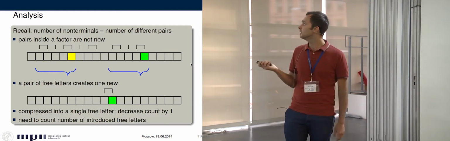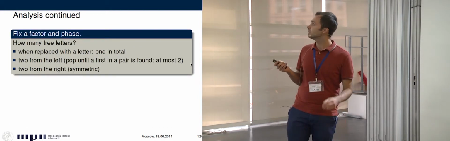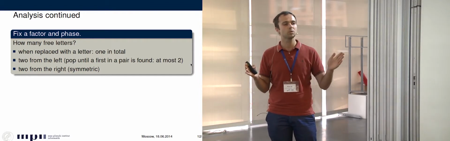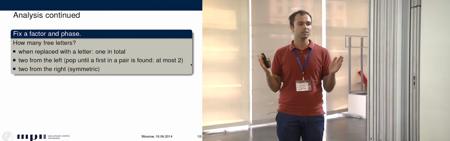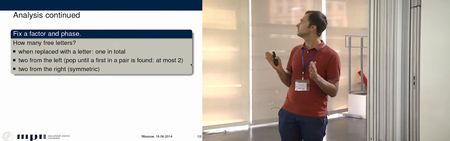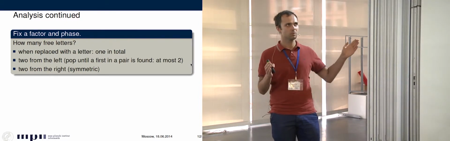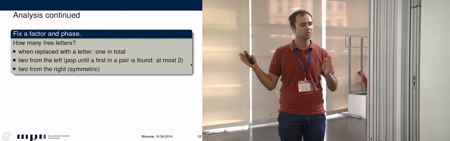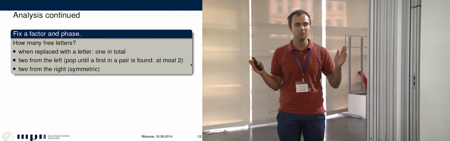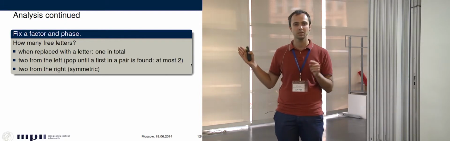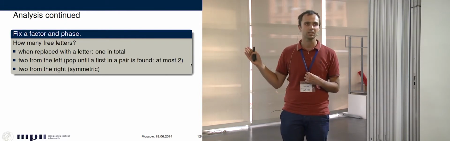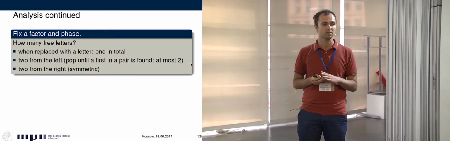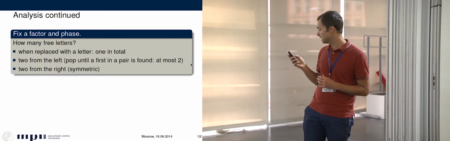Okay, so I've already told you that when we have a factor, then we can cut at most 2 letters from the left and 2 letters from the right. Because we cut the letters from the beginning if this is not the first in the pair, and from the end we cut if they are not the last in the pair. And there are no 2 consecutive unpaired letters. So 2 from the left, 2 from the right.